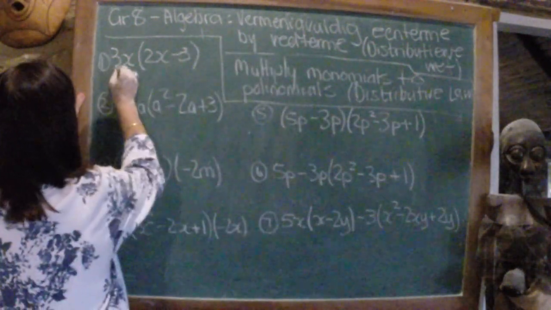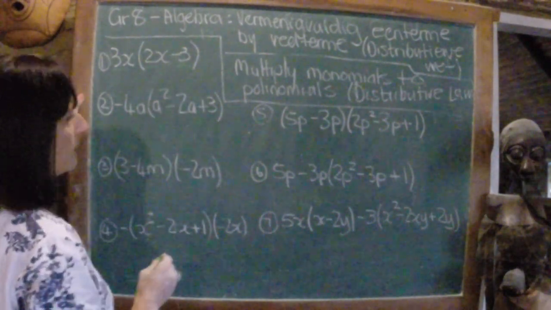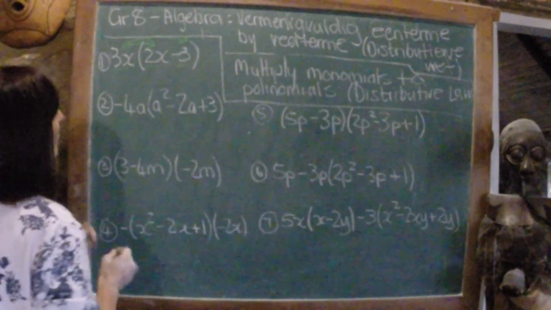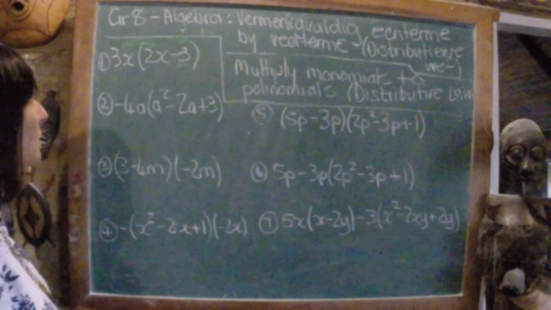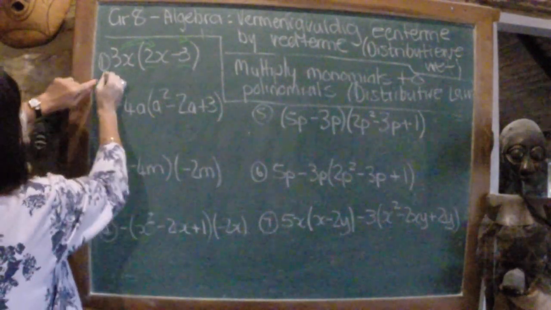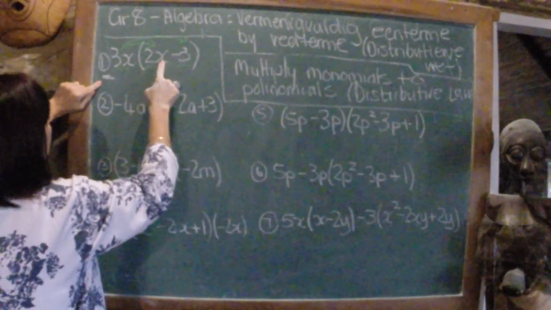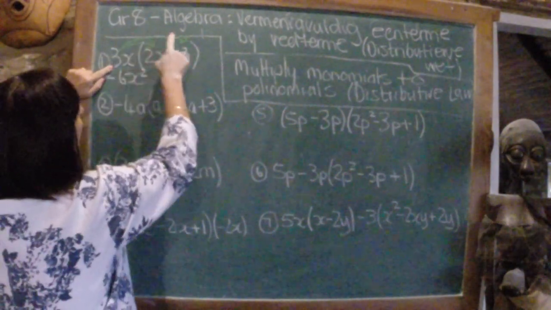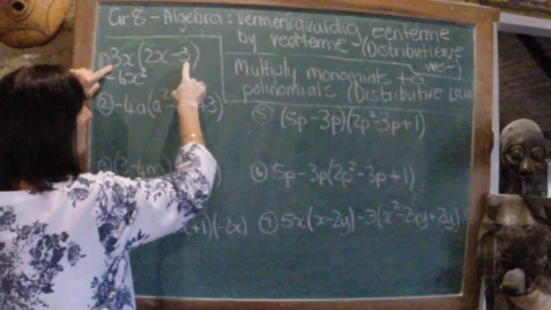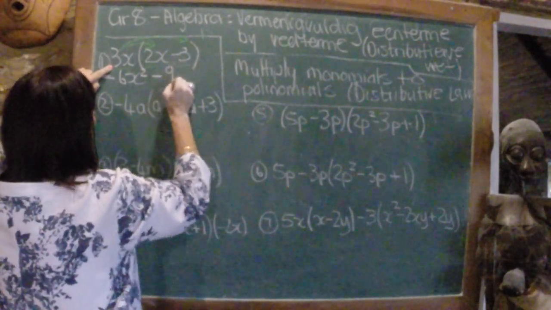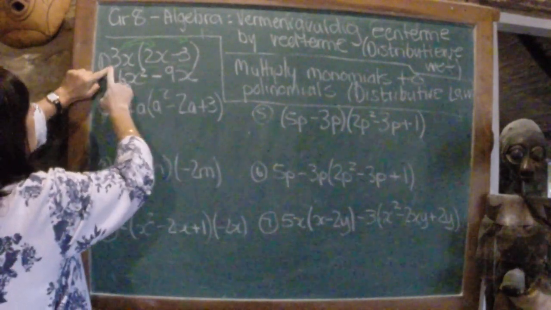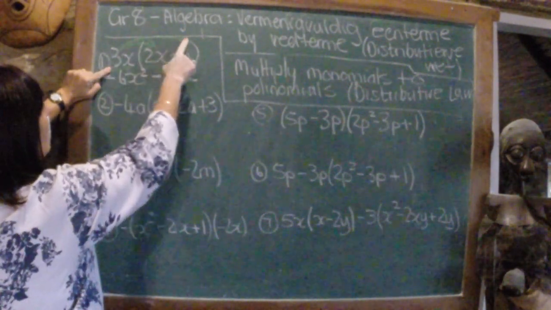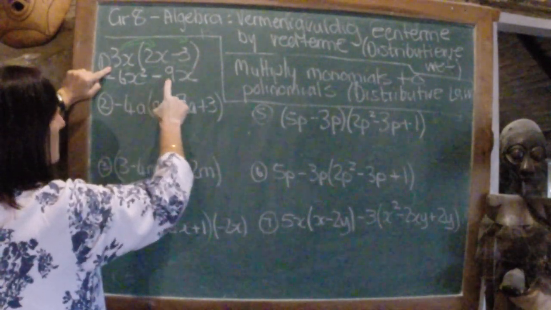Hier het ons 'n eenterm en maal met 'n tweeterm. So wat doen ek? I'm going to draw some arrows from the one term, the monomial, to the polynomial. So kom ons begin. 3x maal 2x is gelyk aan 6x kwadraat. 3x maal met minus 3, don't forget the sign, equals minus 9x. 3x times 2x gives me 6x squared. 3x times minus 3 gives me minus 9x.